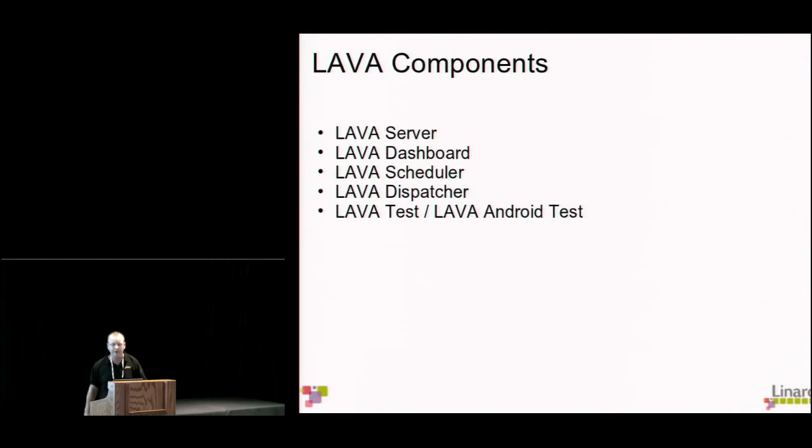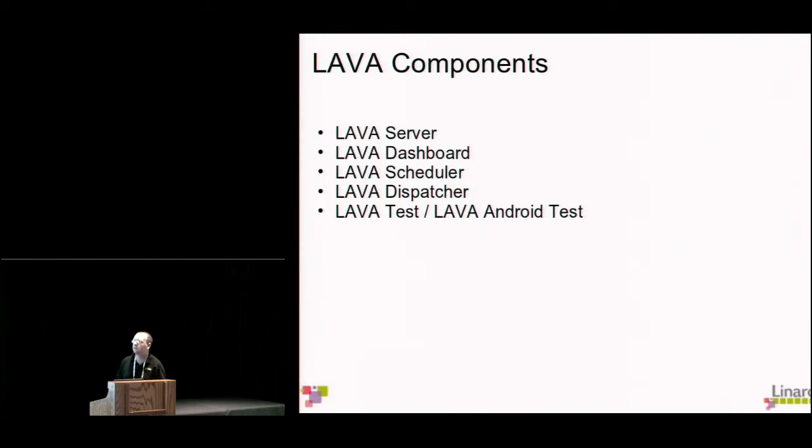So, the Lava components. This is a list of the main components that we have in Lava. It is not by any means an all-inclusive list. There are various pieces not listed here, but they're mostly libraries and helpers. I'll show you some of the more interesting ones later, but many of these were things that we didn't have last year. Some of them we did. For instance, the dashboard, which has changed quite a bit, and Lava Test was there, but Lava Android Test wasn't, and the scheduler was completely new, and the server used to be part of the dashboard, but now it's split. So there's a lot of differences from before.